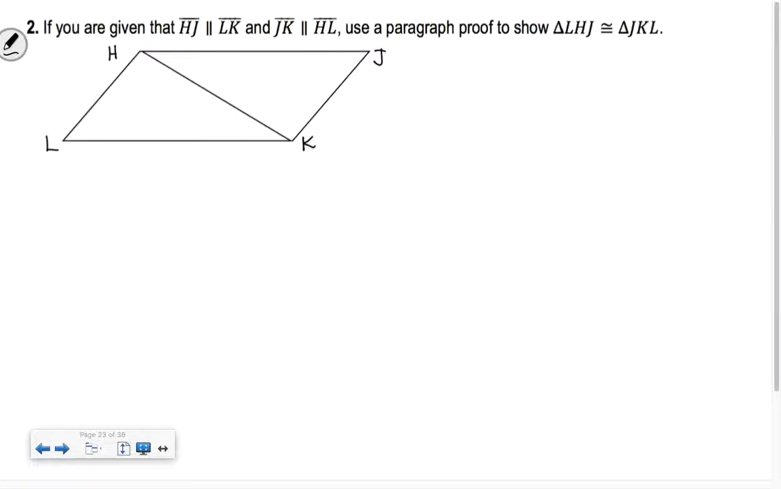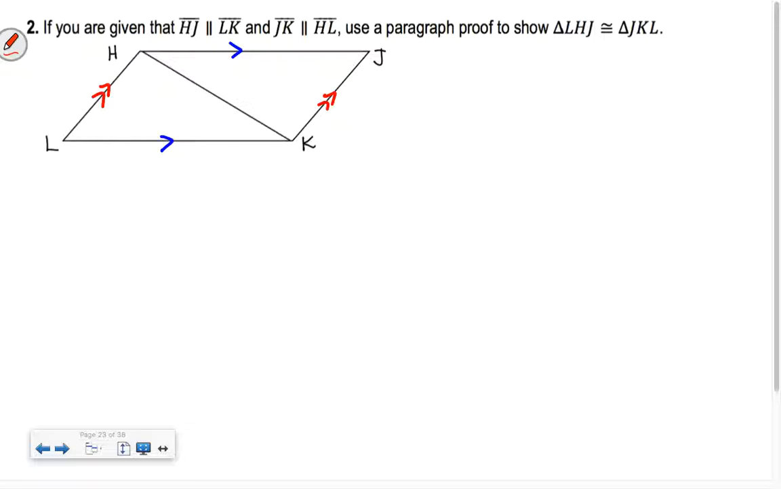All right, if you're given that HJ is parallel to LK, so let's draw some pictures in. So HJ and LK are parallel. And we know JK, so now I'm going to use two marks like that, two little angle things like that, to mean that these are different parallel lines. Those two are parallel as well. Use a paragraph proof to show that angle LHJ is congruent to angle JKL.